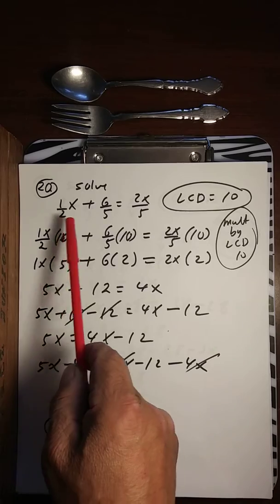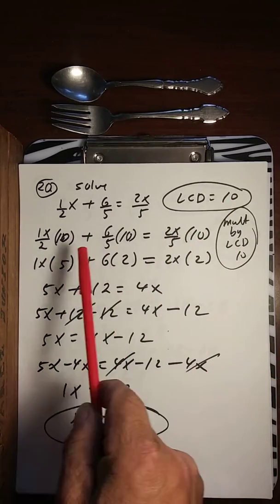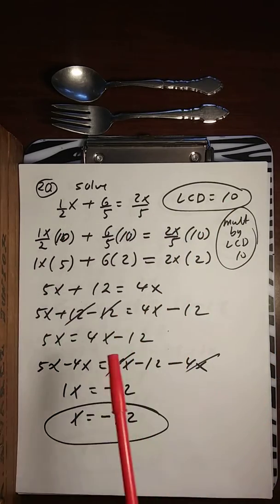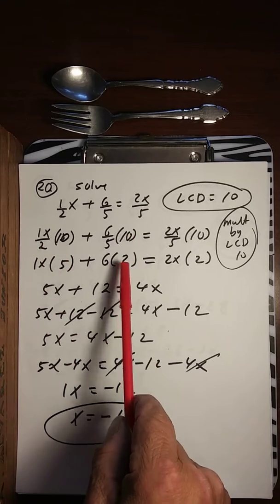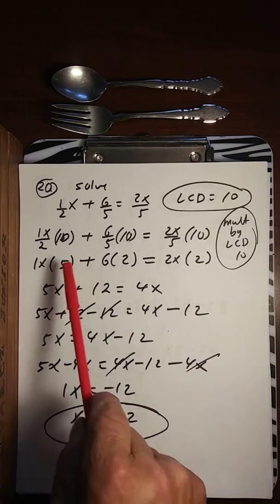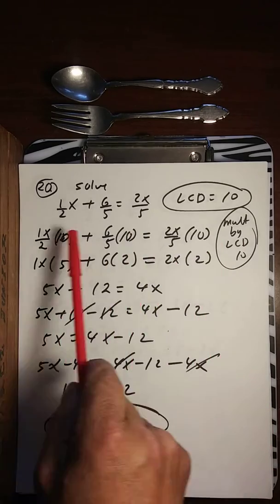The LCD of 2 and 5 and 5 is 10. So multiply everything with what? 10, 10, 10. So 2 divides 10 5 times. 5 divides 10 2 times. 5 divides 10 2 times. Just divide the numbers. So multiply by the LCD, then divide them.